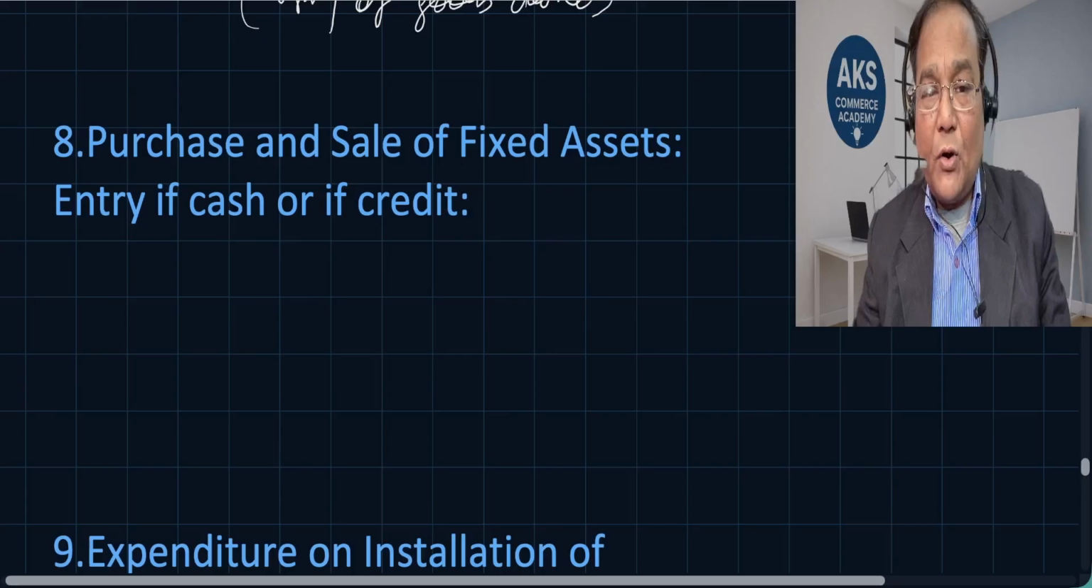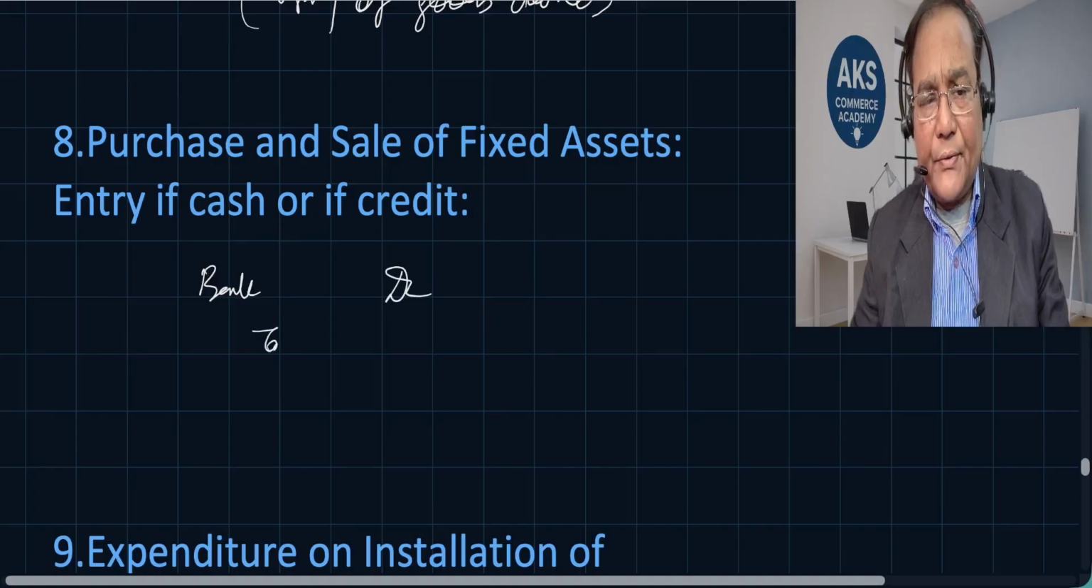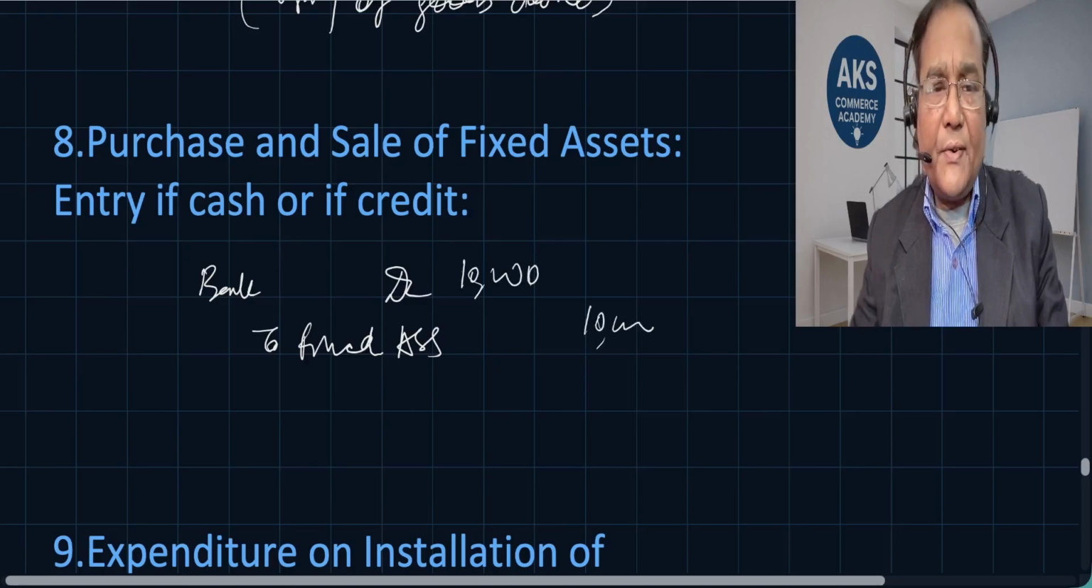Purchase or sale of fixed assets: entry if cash, or if credit. So there may be a situation where we are selling some fixed assets. The entry which is supposed to be passed is cash or bank debit to fixed assets. I hope it is clear. So let's say if it is 10,000 rupees of fixed assets, 10,000, 10,000. This is the entry we are passing.